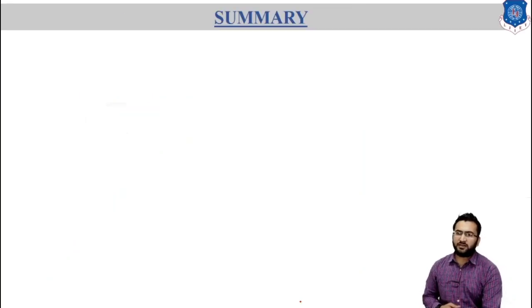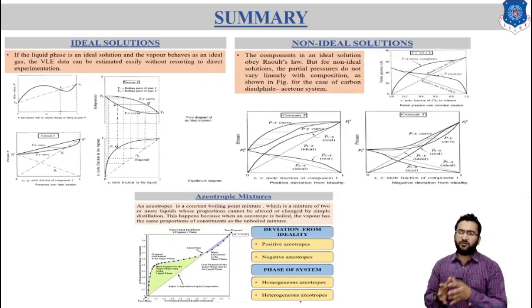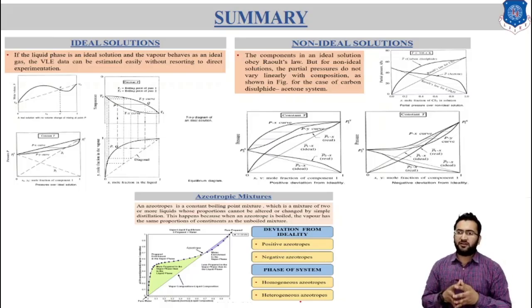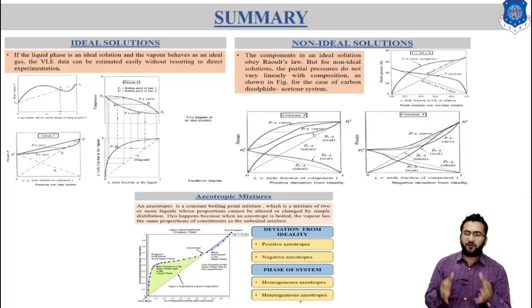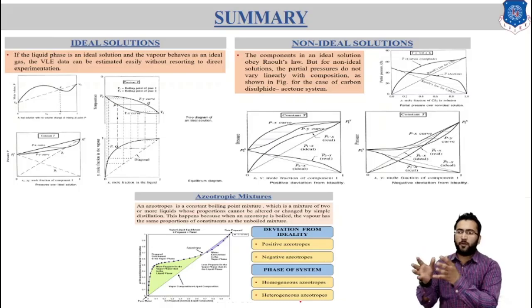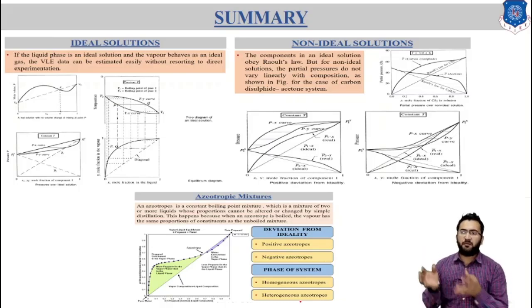So in this lecture, we discussed the ideal solution, non-ideal solution, and their types. An ideal solution has four characteristics. First, the intermolecular force is the same in the pure state and in solution. Second, there is no volume change. Third, there is no heat liberation and no heat absorption while mixing the components. And fourth, an ideal solution obeys Raoult's law, which can be given by yiP equals xiPi saturated.